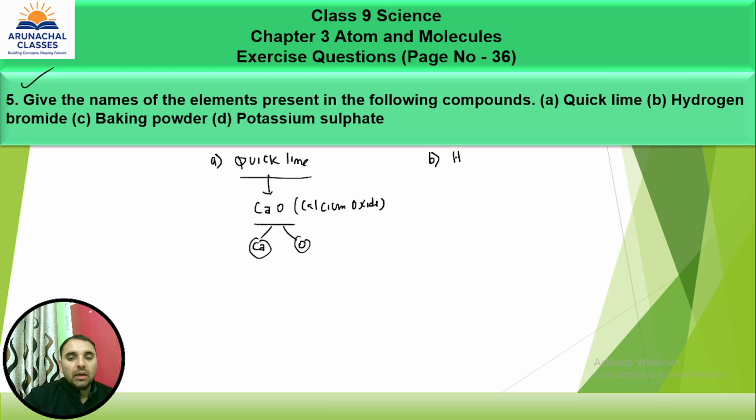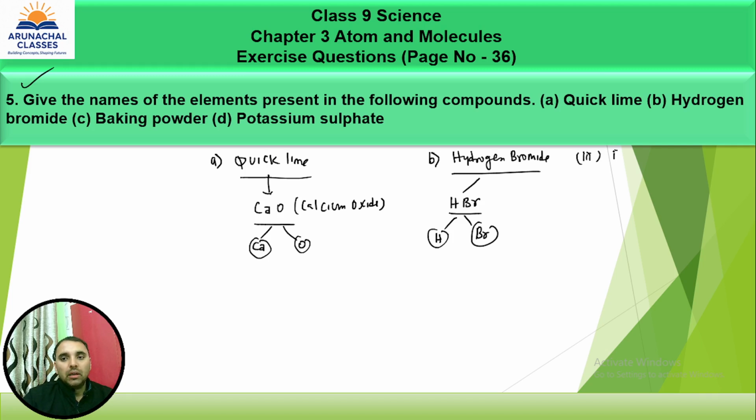B, we have hydrogen bromide. In hydrogen bromide, I can find that it is HBr. Here it is the elements hydrogen and bromine. These two elements are present in hydrogen bromide.